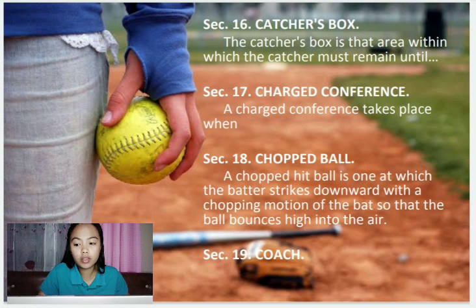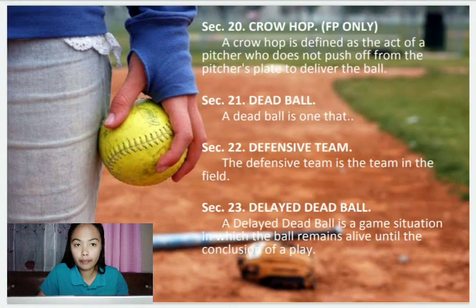Next section, the 20th section, the throat chop. This is for the first pitcher only. A throat chop is defined as the act of a pitcher who does not push off from the pitcher's plate to deliver a ball. This is an illegal act. It is also when the pitcher steps off the pitcher's plate, thereby establishing a second impetus or starting point, and then pushes off from the new starting point and completes the delivery.